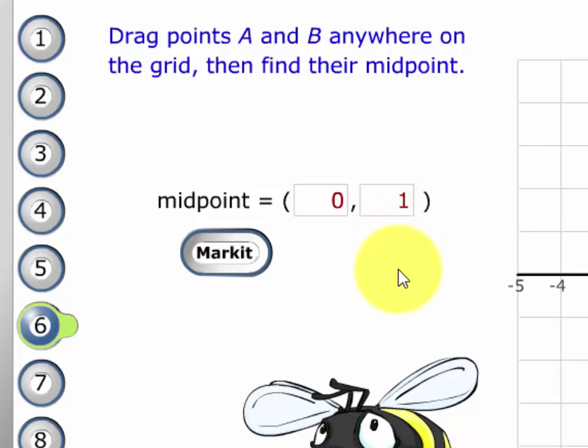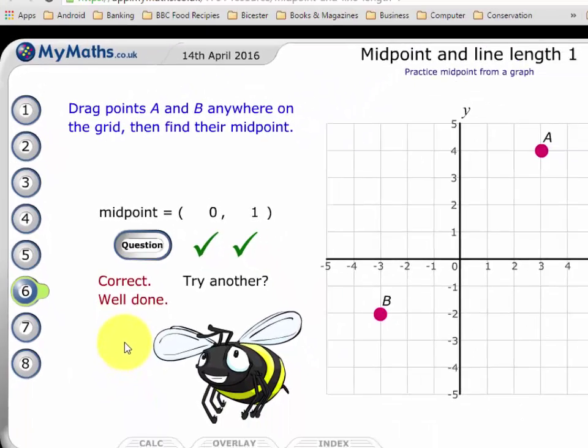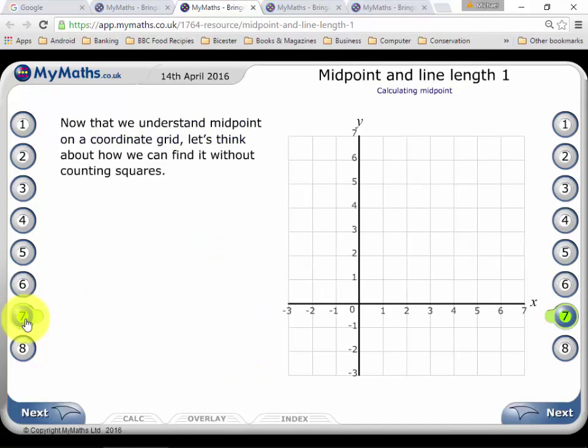So how confident are we of getting this right? Should we mark it and see? How about that? Now I'll let you try some more of your own, but that's essentially all we're trying to do. Stage 7. Now that we understand midpoint on a coordinate grid, let's think about how we can find it without counting squares. Click on Next.